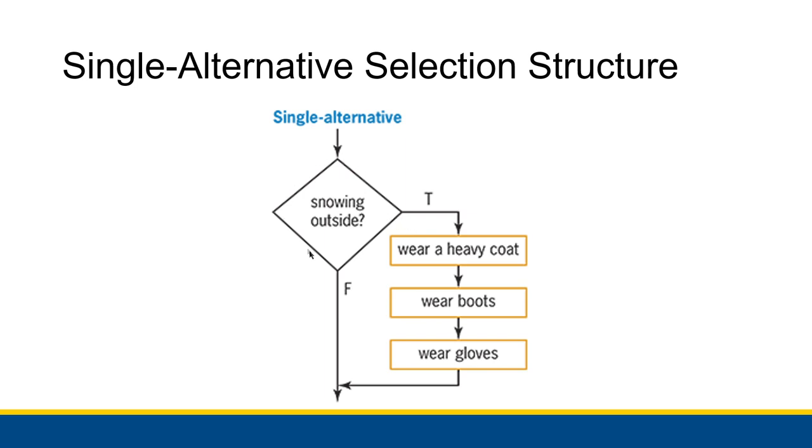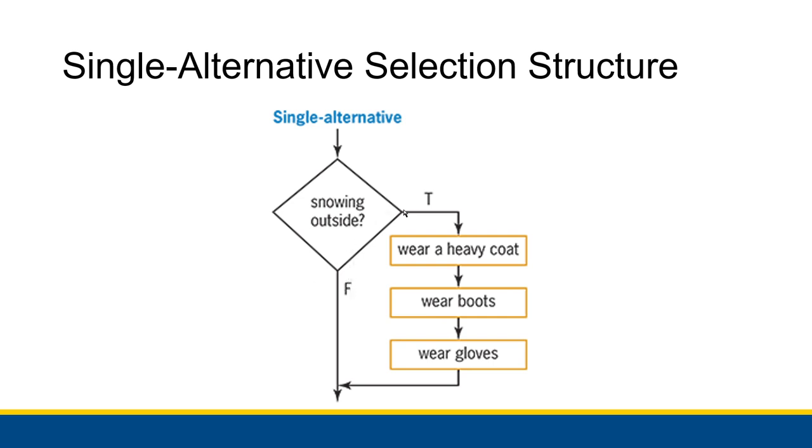We have this diamond right here, which signifies that we're making a choice based on this condition. That's what the diamond is, or the sideways square, or however you want to put it. But inside of the diamond, we put our condition. Snowing outside? Question mark? If it is true that it is snowing outside, we have one branch that goes out. It doesn't have to go to the side, but we have one branch labeled T. That T is essentially the value of our condition. The F is also the value of the condition.